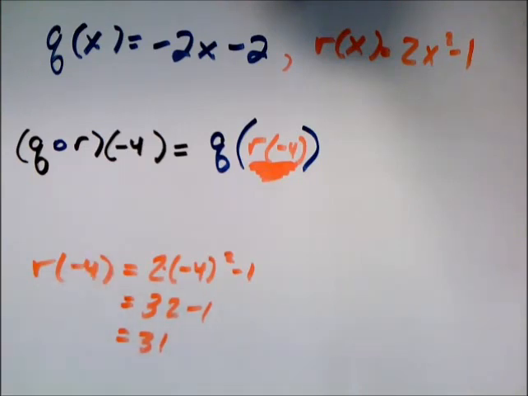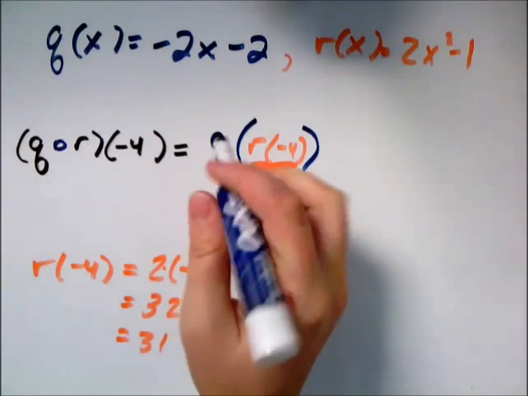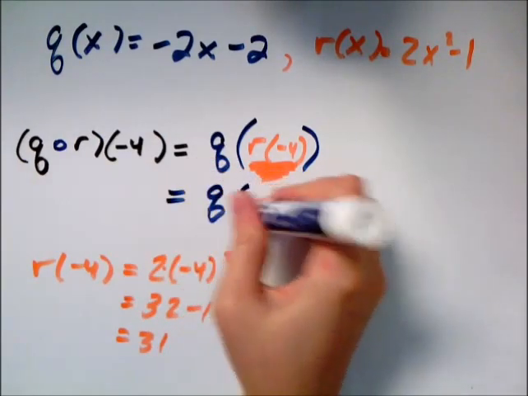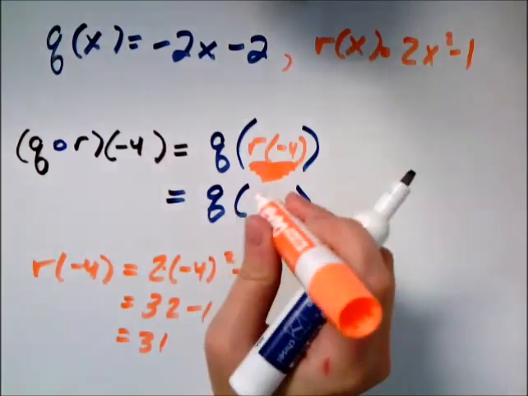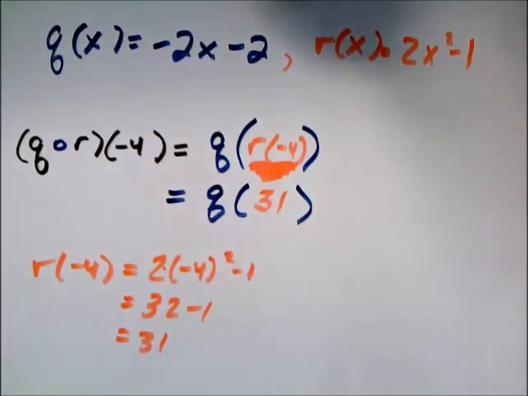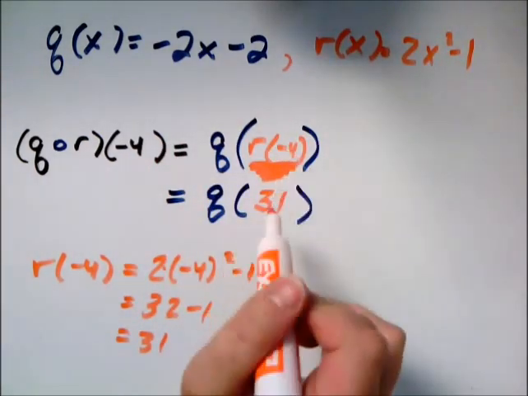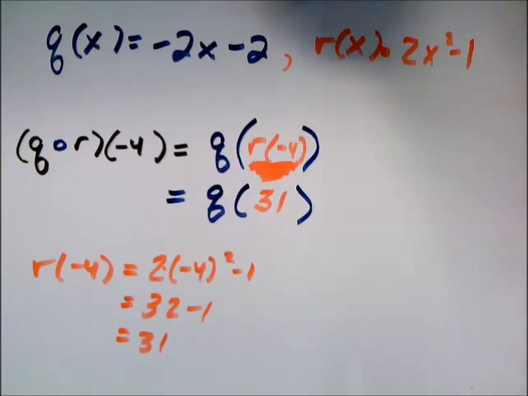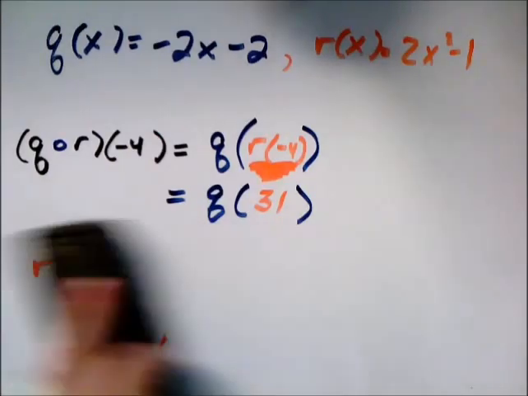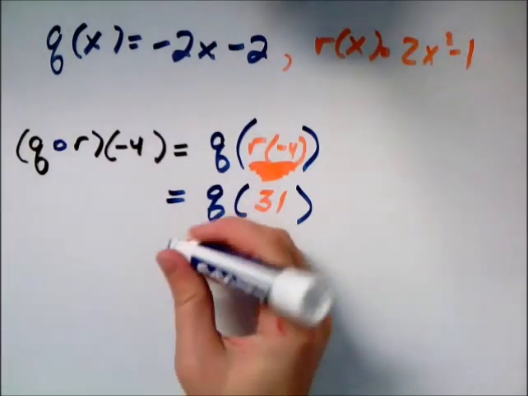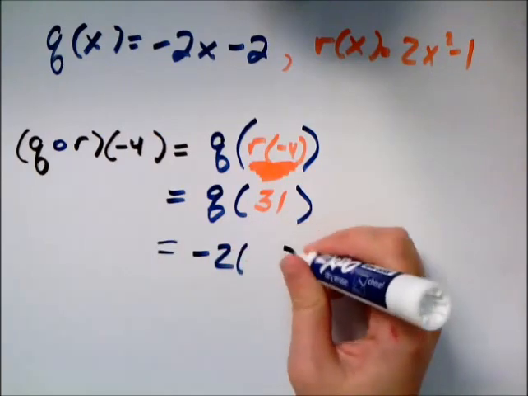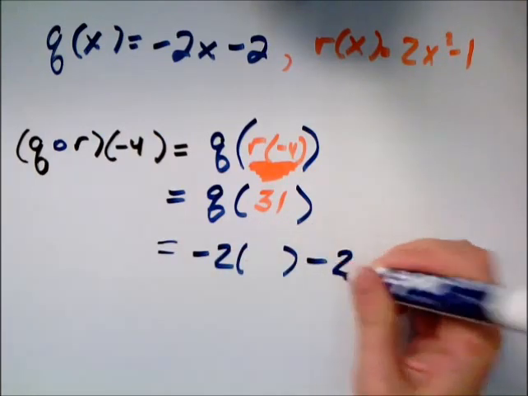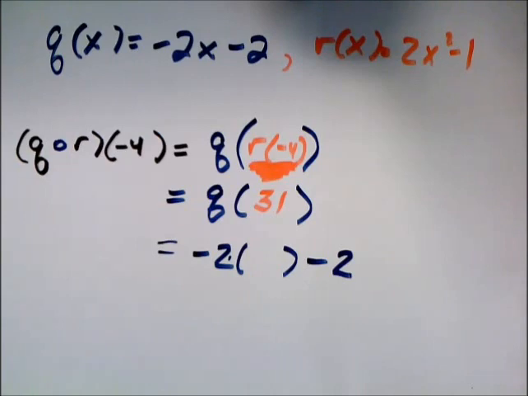So what does that mean for my whole problem here? Well, now I want to take that output from r of -4, and put that into q. This is why writing it this way is helpful, because I can tell, okay, first I'm plugging into r, then I'm plugging the answer into q. So they just want to know what's q of 31. q is a function that looks like -2 times something minus 2, and what I'm putting in there for that something is 31.